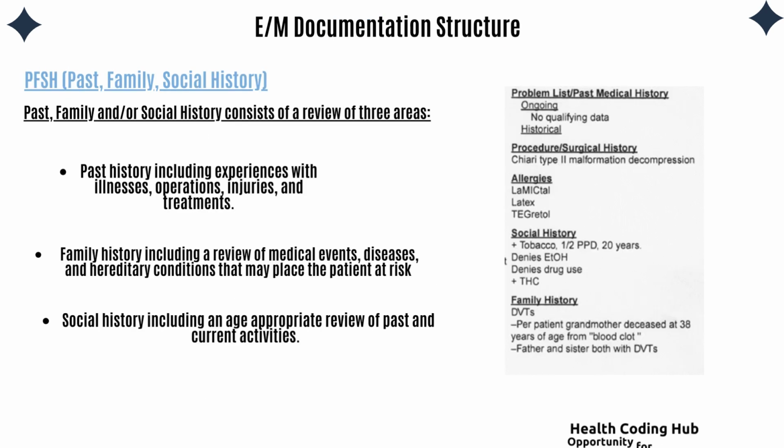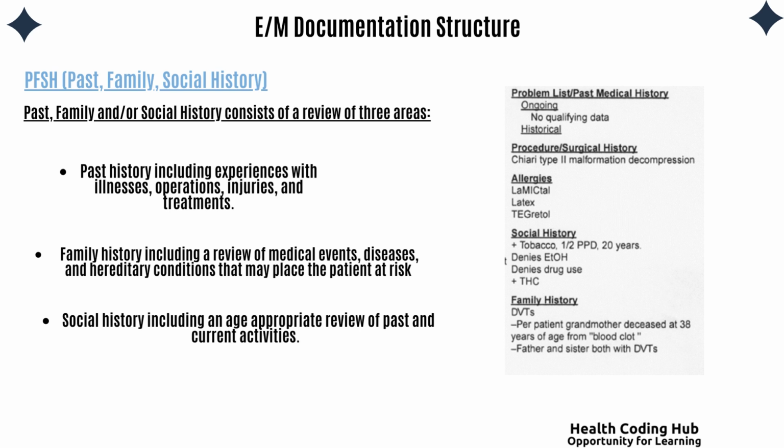Let's talk about the past family social history. Past family social history consists of review of three areas: past history, including experience with illness or operations, injuries, and treatments; family history, including a review of medical events, diseases, and hereditary conditions that may place the patient at risk; and social history, including an age appropriate review of past and current activities. Here we can see the example for the past family social history.